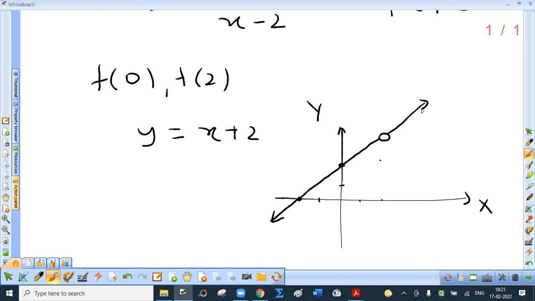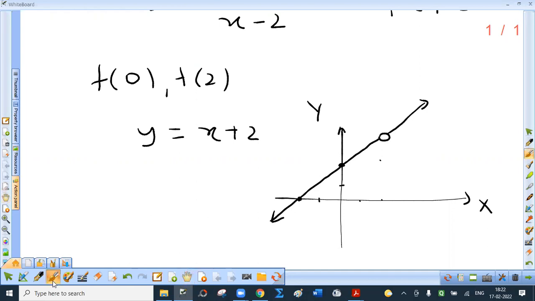This is the graph of the function y equal to f of x. Because for x equal to 2, f of x is not defined. This means that the function is not continuous at which point? At x equal to 2. But you will also observe that if you put x equal to 2 here, you get y equal to 4. That is f of x equal to 4.